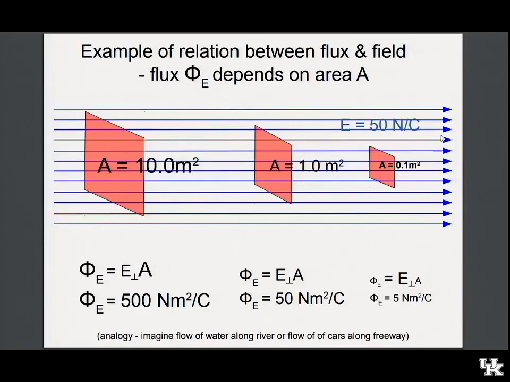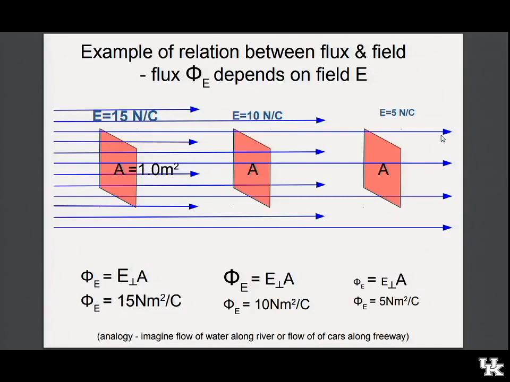The perpendicular component of the field times the area. And so all I've got to do is multiply, since this field is perpendicular, the 50 newtons per coulomb times the three areas. And so these would be the three fluxes. You see, this surface is in the same field as this surface, but because this one is bigger, this has a large flux. This one is smaller, it has a small flux. And so flux depends on the surface that you're thinking about. It depends, in this case, on the size of the surface that you're thinking about.